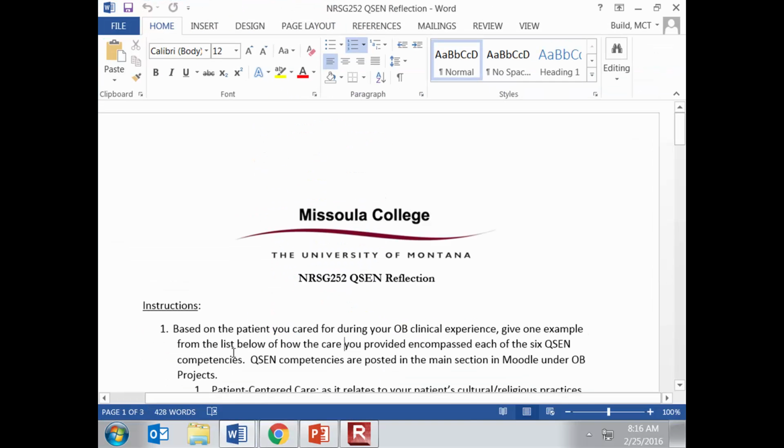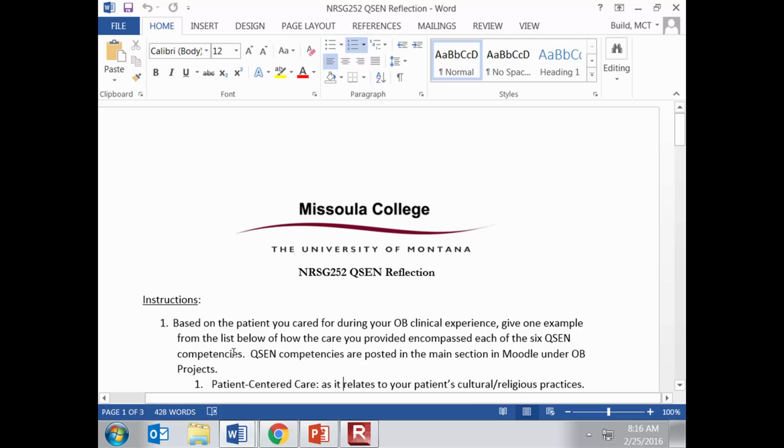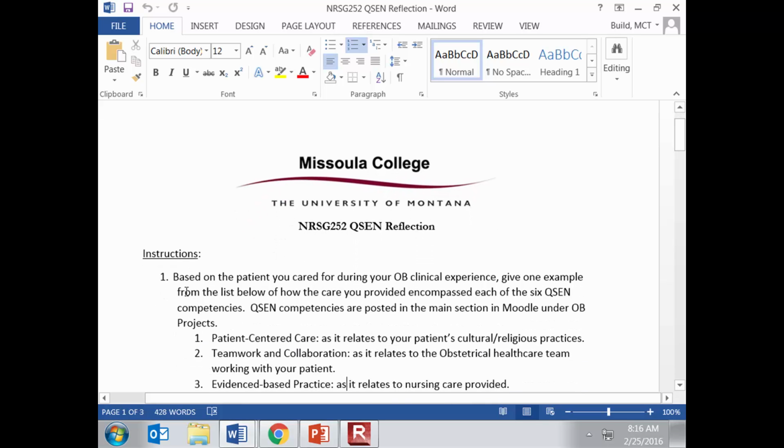So I want to clarify this for you. The way I typed number 1, I think it messed up one student. It says, based on the patient you cared for during your OB clinical experience, give one example from the list below. I'm going to take that out. I'm going to say, give one example of the care you provided that encompasses each of the 6 competencies.